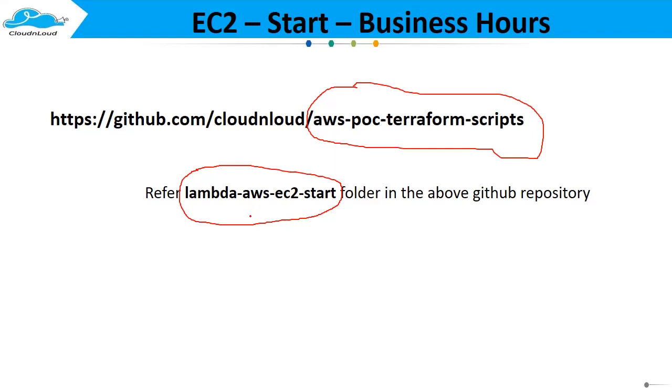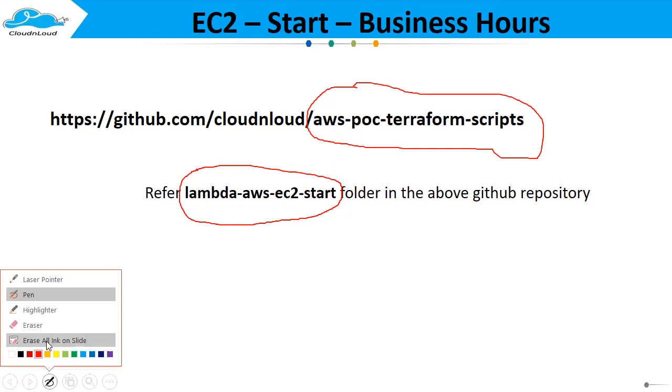So as part of this session, we are going to help you understand how to start an EC2 instance automatically every morning using Lambda and CloudWatch. You don't need to do it manually. Once it's implemented, Terraform will automatically take care of it.